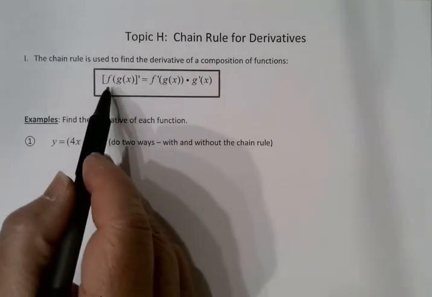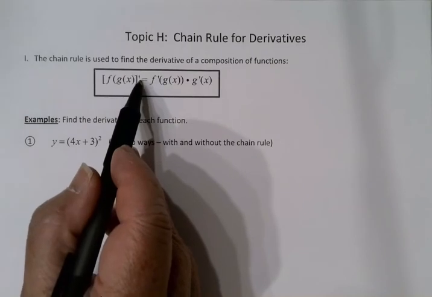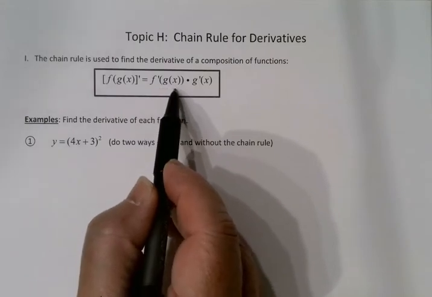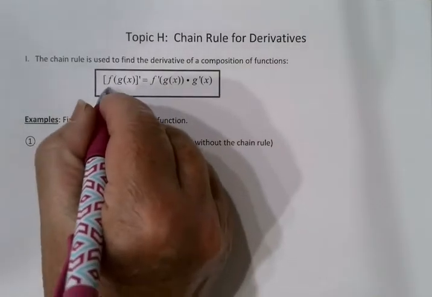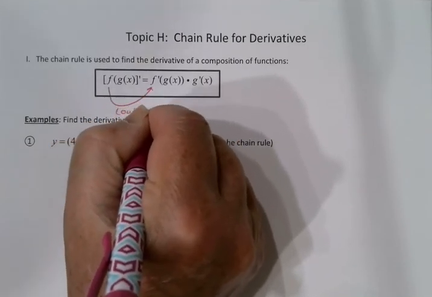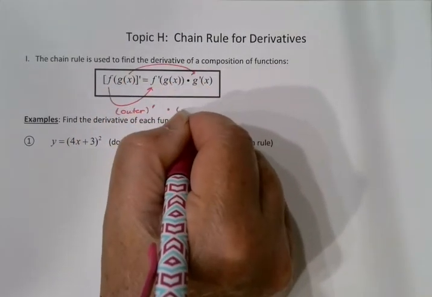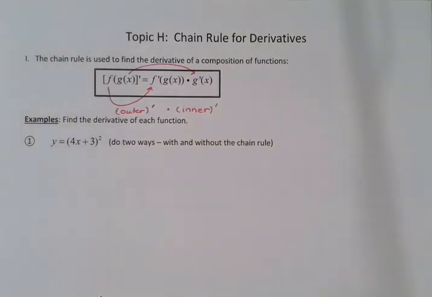So if I've got the composition f of g of x, and I want to take its derivative, there's the prime. The derivative is f prime of g of x times g prime of x. So notice what we've got here. We've got the derivative of the outer function times the derivative of the inner function. So that's the way I usually think of the chain rule. Derivative of the outer function times the derivative of the inner function of the composition.